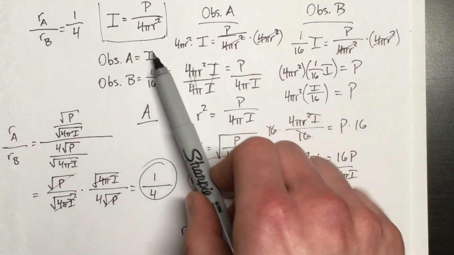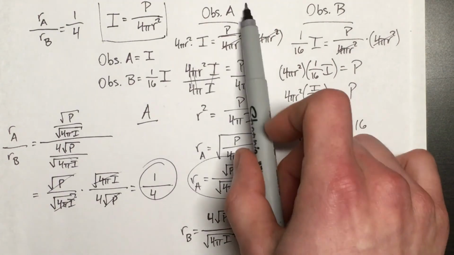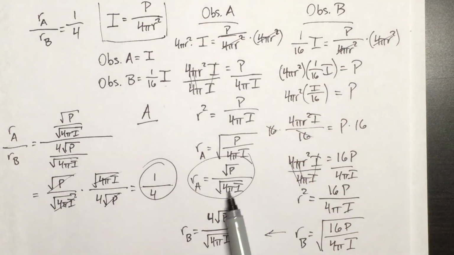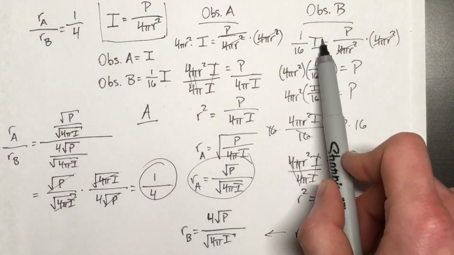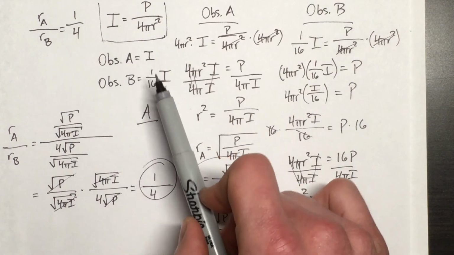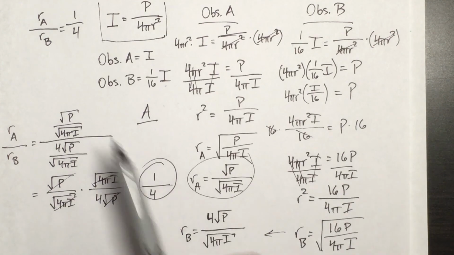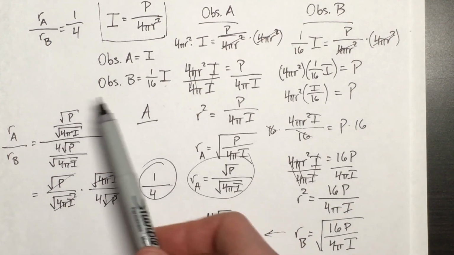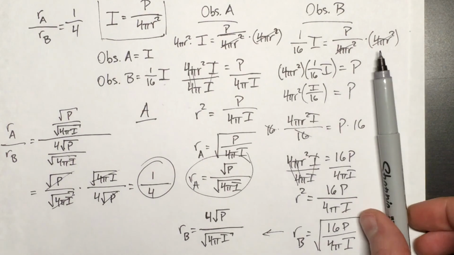And so from there, we solved for R in terms of the other variables. And here we put 1/16 I for B, because that's the intensity that observer B observes, right? So we solved there, and then we just put one over the other, and that's just dividing two fractions. So yeah, I hope that clears that one up.